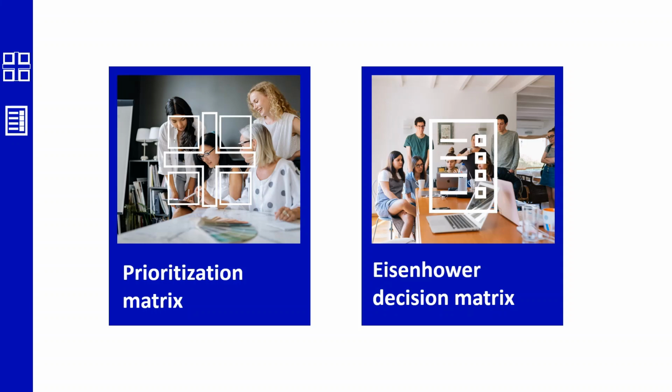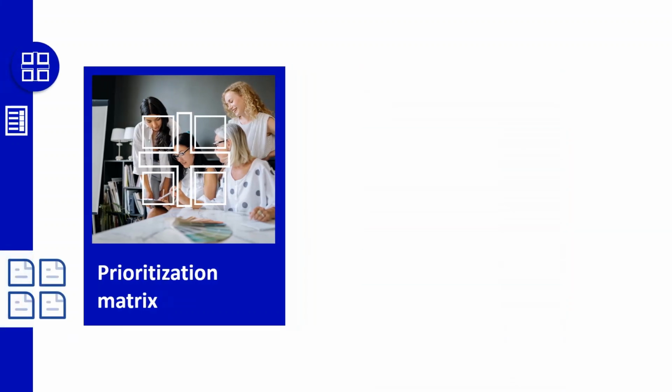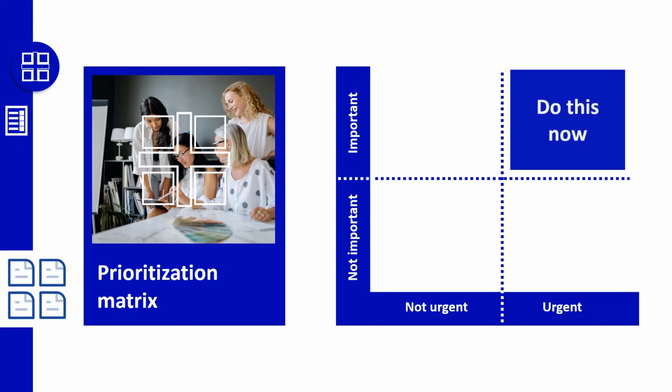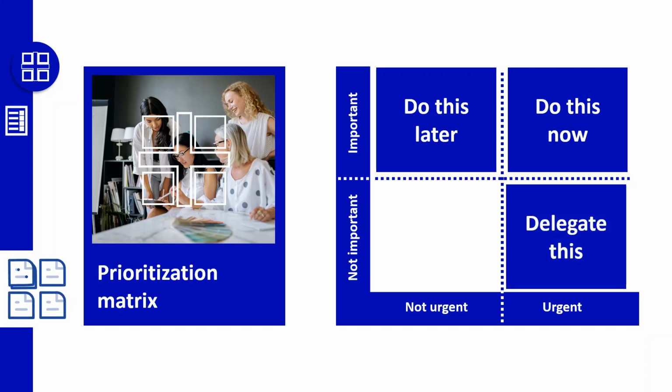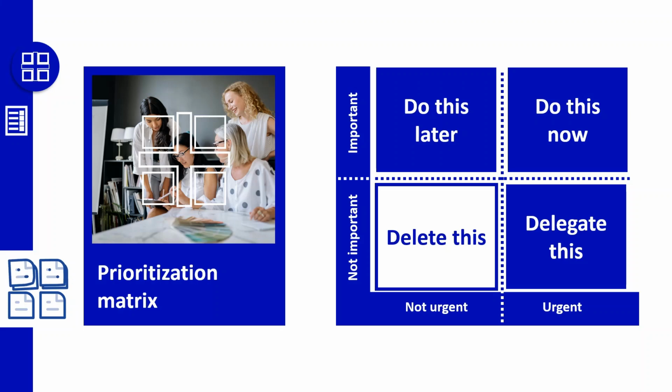First, using a prioritization matrix can help you to evaluate and prioritize your tasks based on their importance and urgency. A prioritization matrix is a simple tool that allows you to plot your tasks on a grid based on their importance and urgency. Tasks that are both important and urgent should be completed first, while tasks that are neither important nor urgent can be deferred or delegated.